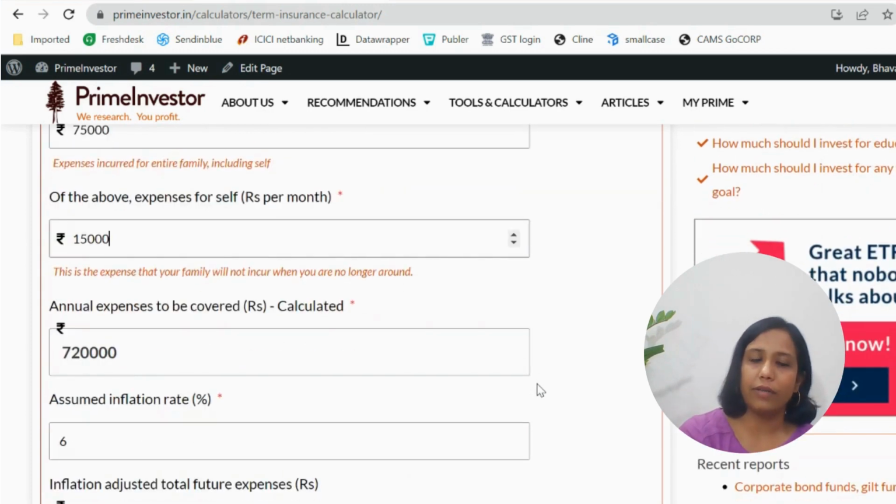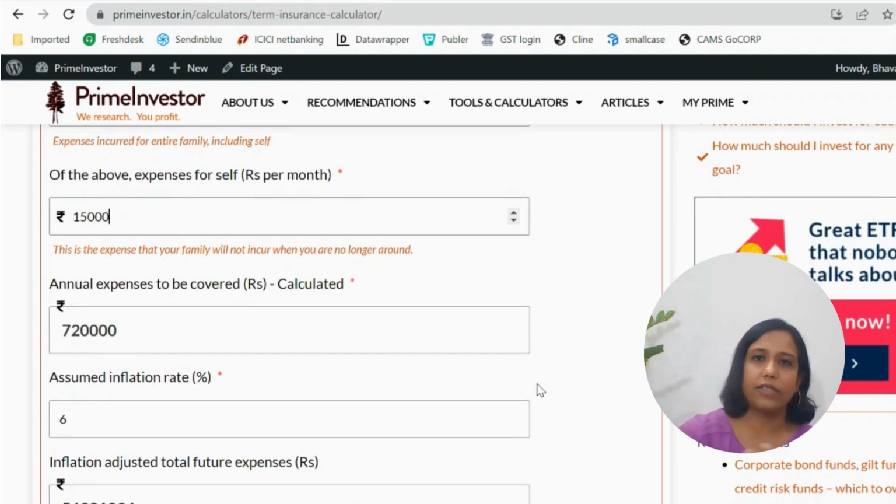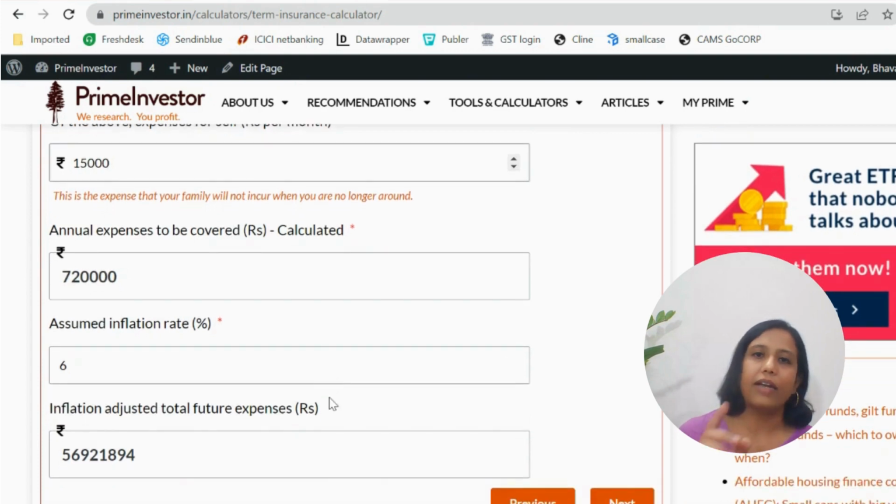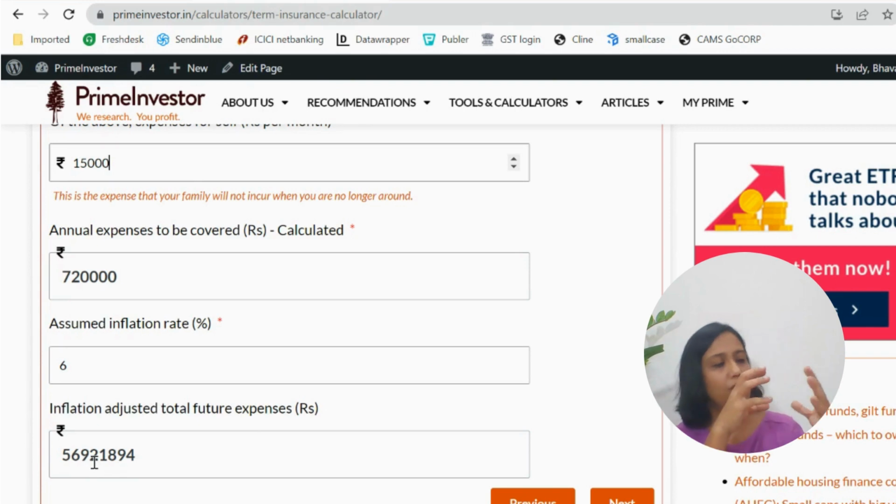Now, this is for 1 year. Obviously, over years, it's going to grow because of inflation. So let's say the inflation is at 6%, and from now until you retire, which we put in the step before this, over the next 30 years at an inflation rate of 6%, the entire expenses that your insurance policy needs to be able to meet is about 5.7 crore.